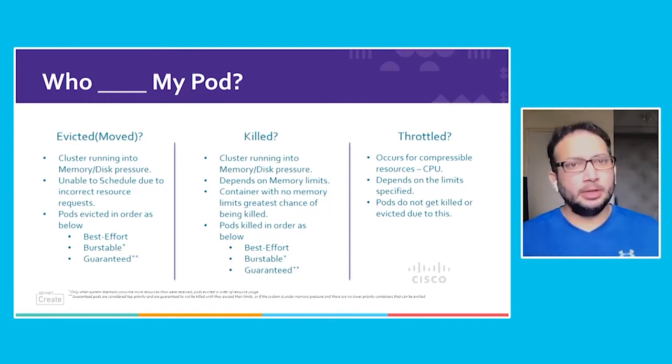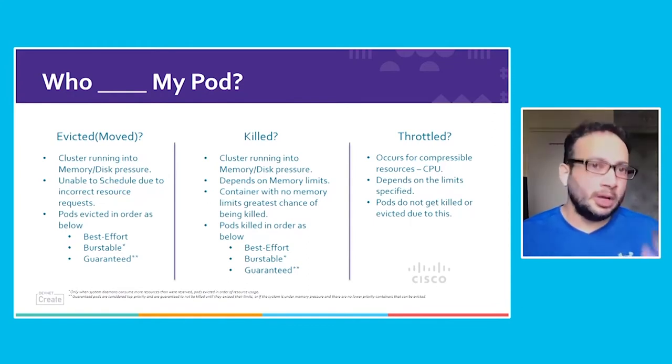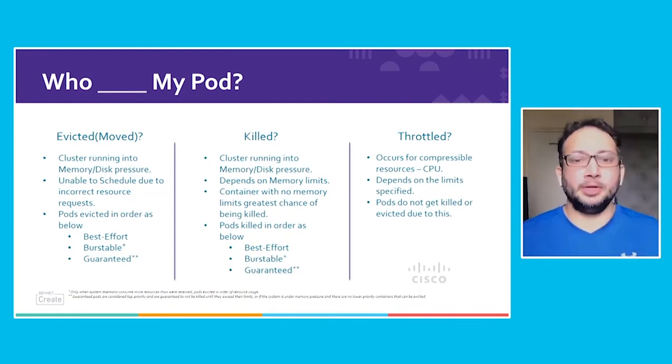And there's a caveat here. The burstable and guaranteed are typically not evicted or killed. However, if the system itself is experiencing resource constraints, or you have system daemons which need more resources than what's been reserved for them, in such a scenario, your pods would still be evicted in order of resource usage, whether they are burstable or guaranteed.